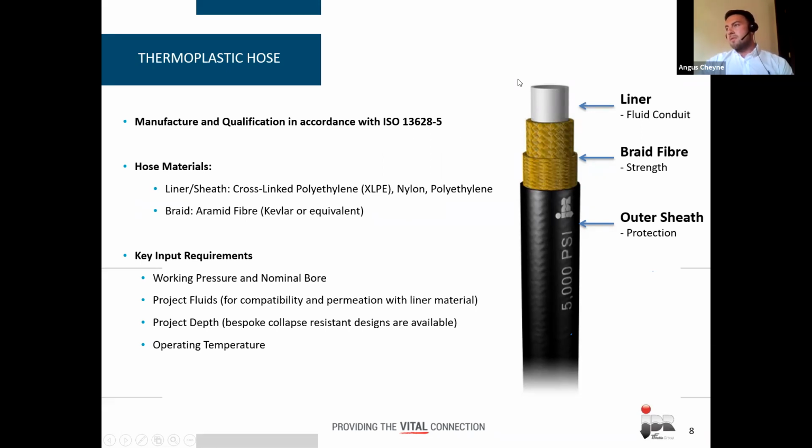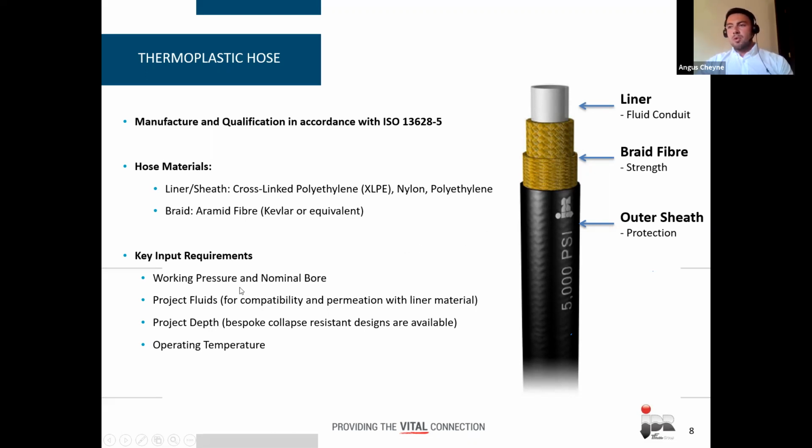The hose construction itself is actually quite straightforward. It's got 3 main layers, where we've got the liner, which is the fluid conduit. We then have the braid package, which provides the strength to the hose. And then we have an outer sheath, which is essentially just there to provide some protection to the inner functional layers. And in terms of materials that we may use, we'd be looking at cross-linked polyethylene, XLPE, nylon, or other grades of polyethylene for the liner and outer sheath. And then the braid is made from an aramid fiber, so that would be Kevlar or equivalent other braid.